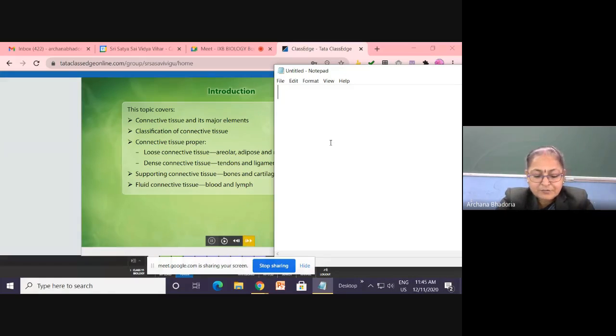So the first question I have given. The second question is: describe the structure of connective tissue. Describe the structure of adipose tissue. Those who are having difficulty can note it down.